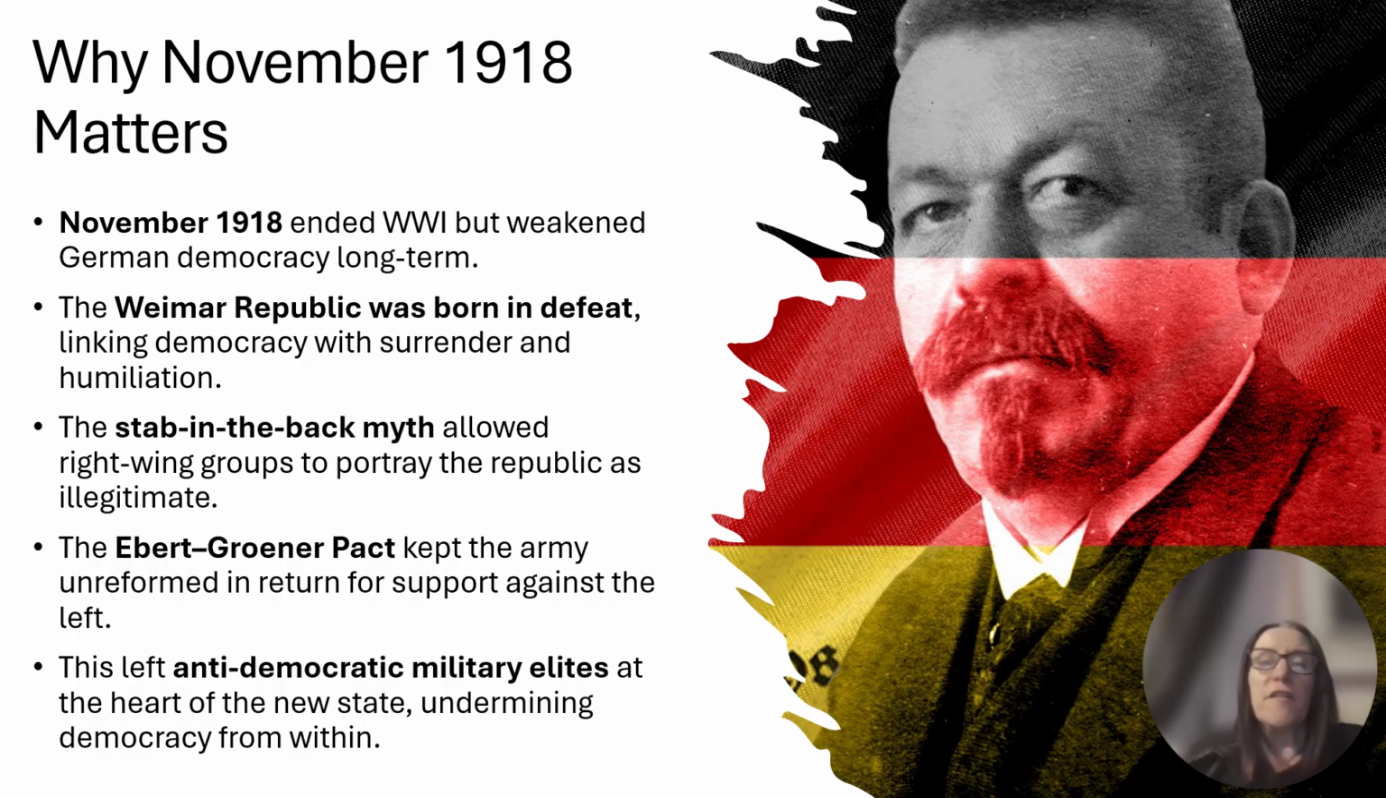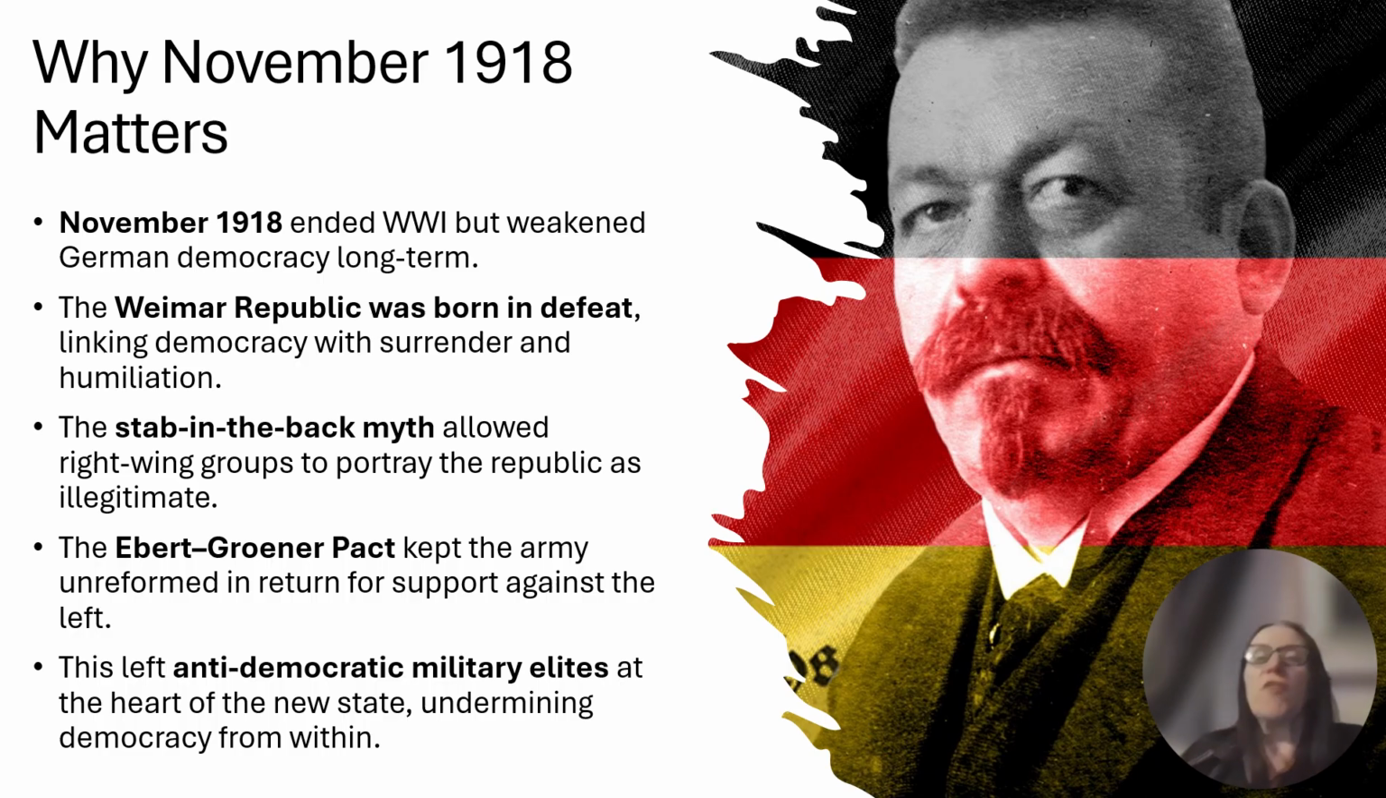Consequence 2. The stab in the back myth poisoned politics from the very beginning. Right-wing groups had a ready-made narrative to attack the Republic with. It made the Weimar government appear illegitimate in the eyes of millions of Germans, particularly on the political right.